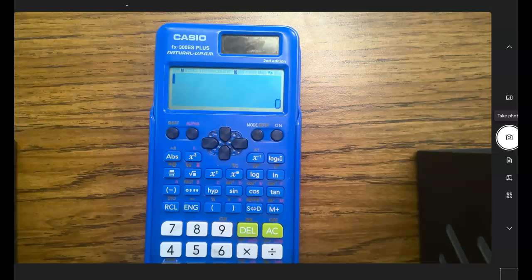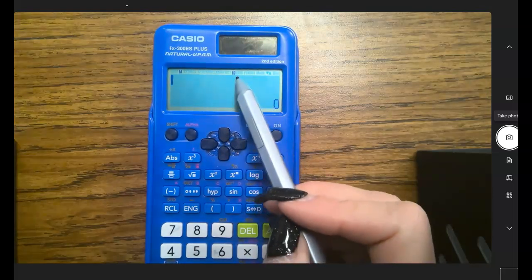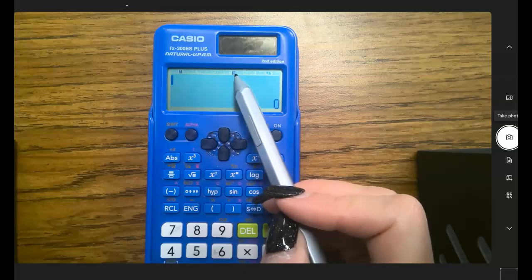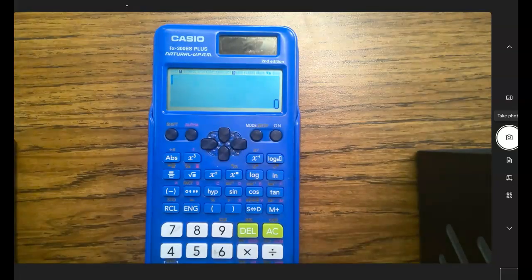So how do I know if my calculator is in degree mode? It depends on the calculator, but like this one, I can see the D there, up here on the top of the screen. Some calculators will actually write out the word degree, and some calculators will put DEG.